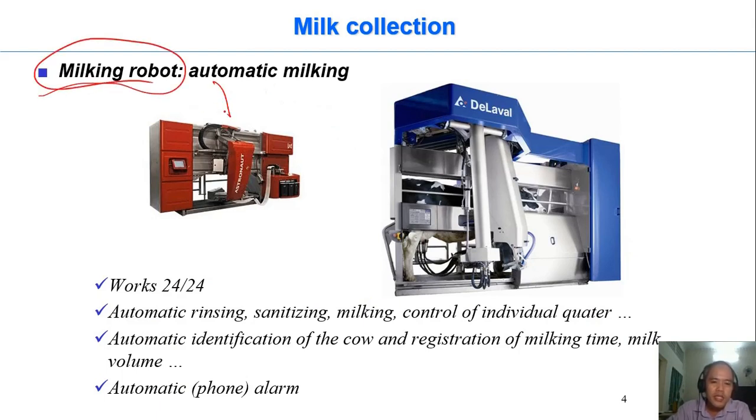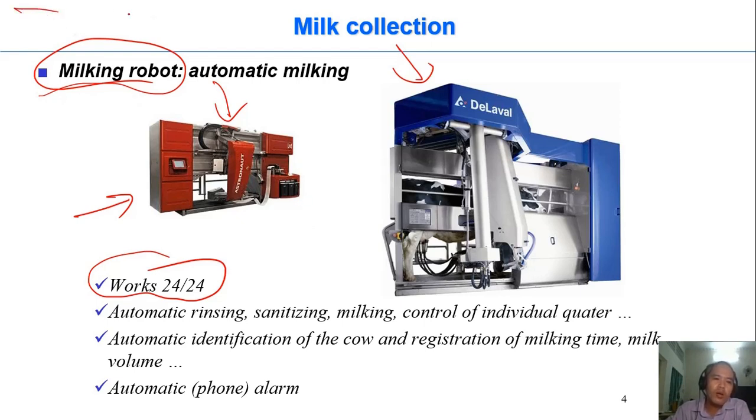Okay, this is an advanced method, and the robots can work 24 hours a day. So normally, if you have a farm of 50 cows, for example, then one robot like this is enough, and you don't need to milk many cows at a time, but it depends on the cow. So what you need to do is you need to train your cow.